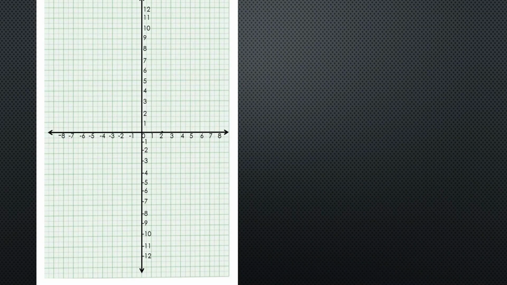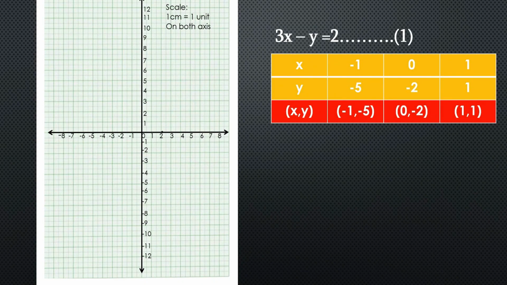First let's start with the graph. First we'll write the scale of the graph, that is 1 centimeter is equal to 1 unit on both axes. Now let's check the first box of the first equation, that is 3x minus y is equal to 2. Its first coordinate is minus 1 comma minus 5. We'll plot it. Next point is 0 comma minus 2. Next is 1 comma 1. Now from these 3 points we'll draw a straight line and write the name of the equation, that is 3x minus y is equal to 2.